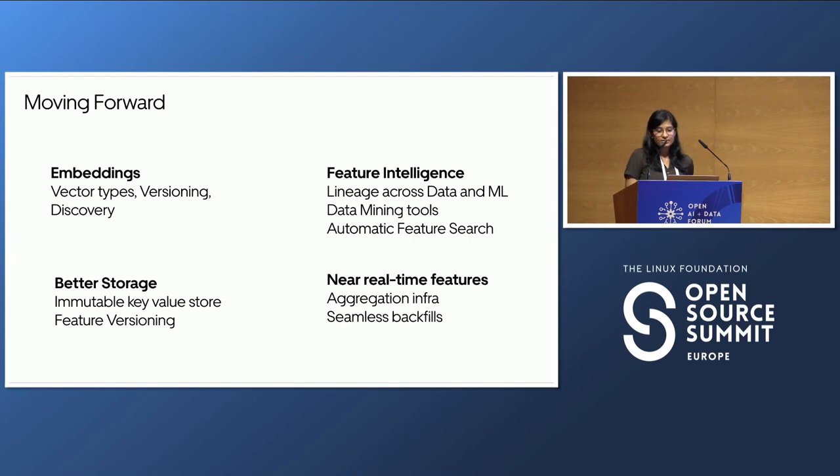Then feature intelligence, we do have automatic feature search. We want to enhance this further. And near real-time features, which is aggregation infra and backfills. By aggregation infra, what we mean is, right now we rely on external frameworks to do the aggregations for us for real-time features. Like we have Flink, Athena, you can write any custom job in Flink, and then you can generate the data to Kafka.